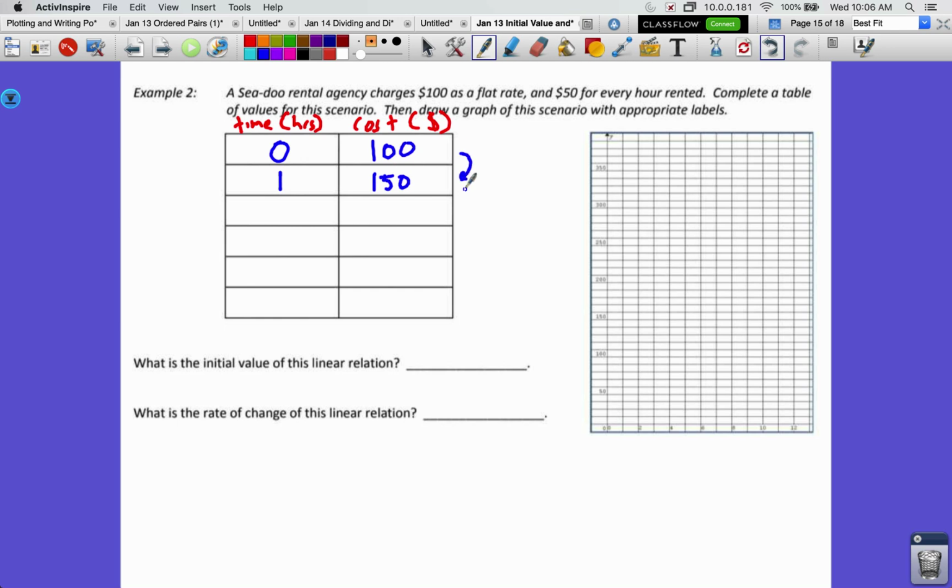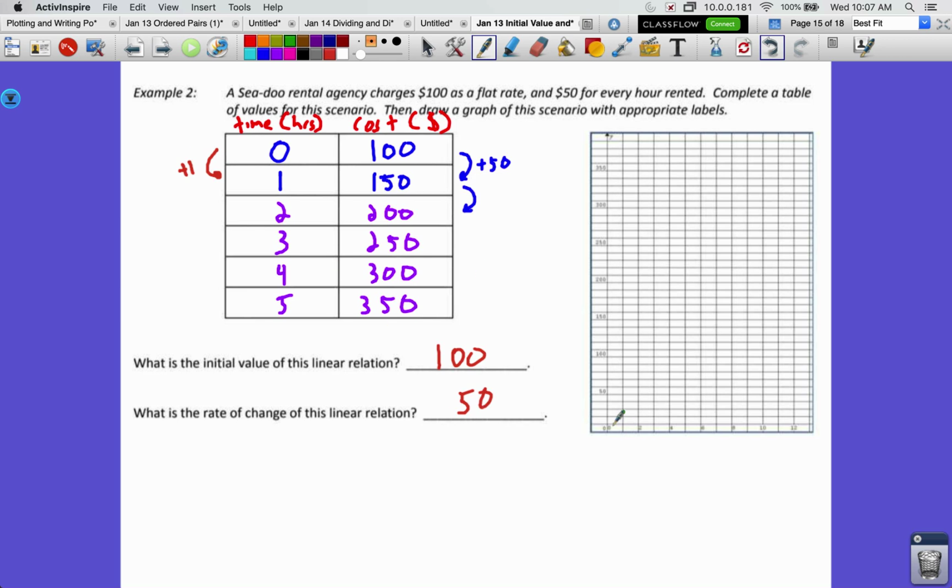Now we see that our slope here is 50 because each hour costs 50, so it makes sense that this would be going up by 50s over here. 2 hours would cost 200, 3 hours would cost 250, 4 hours would cost 300, 5 hours would cost 350. What's the initial value of this relation? 100, because that's the number across from 0. What's the rate of change? 50, because we're going up by 50s on this side while we're going up by only 1s on this side. 50 divided by 1 is just 50.